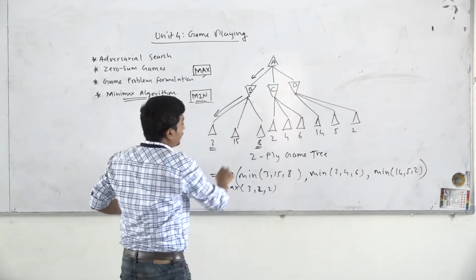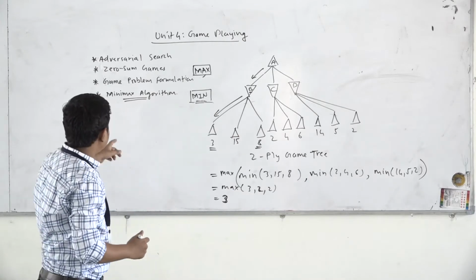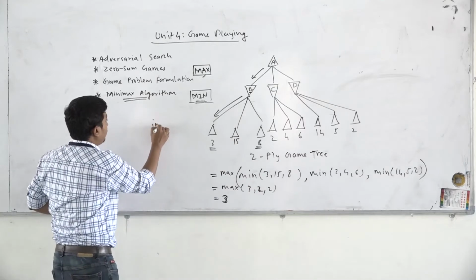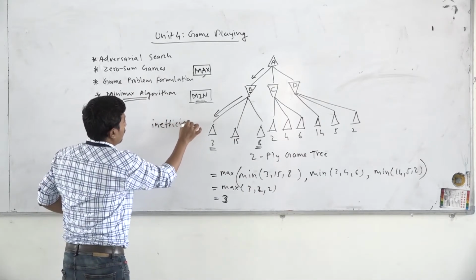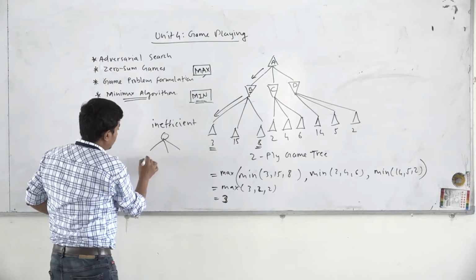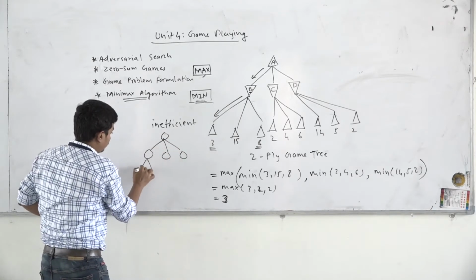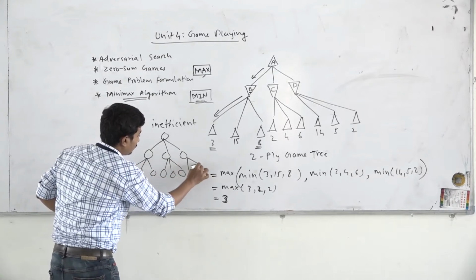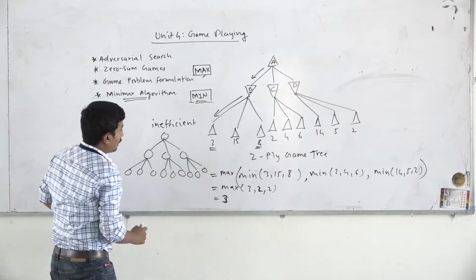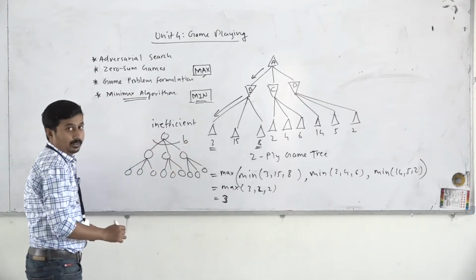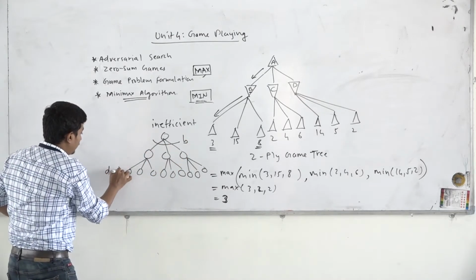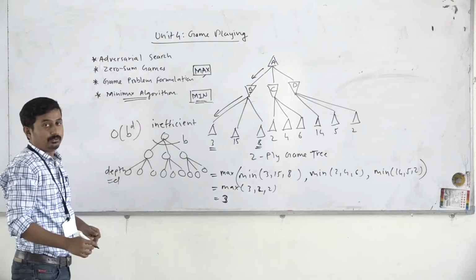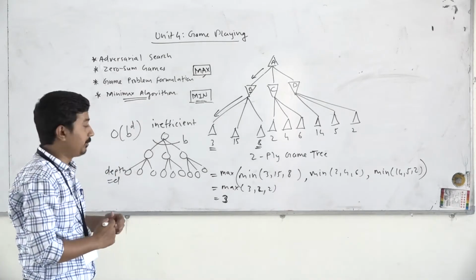As you can observe here, the minimax algorithm is exploring all the nodes. That's why it is extremely inefficient. If you consider a game tree with a constant branching factor of b and depth equal to d, its complexity will be b raised to the power d, which is exponential. So it is extremely inefficient.